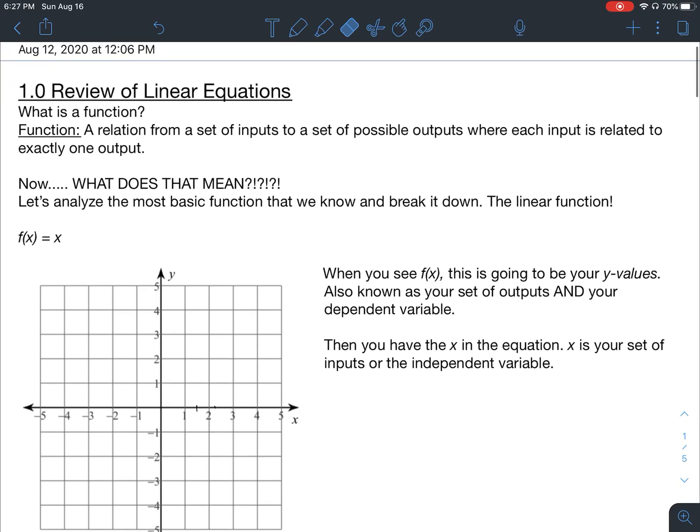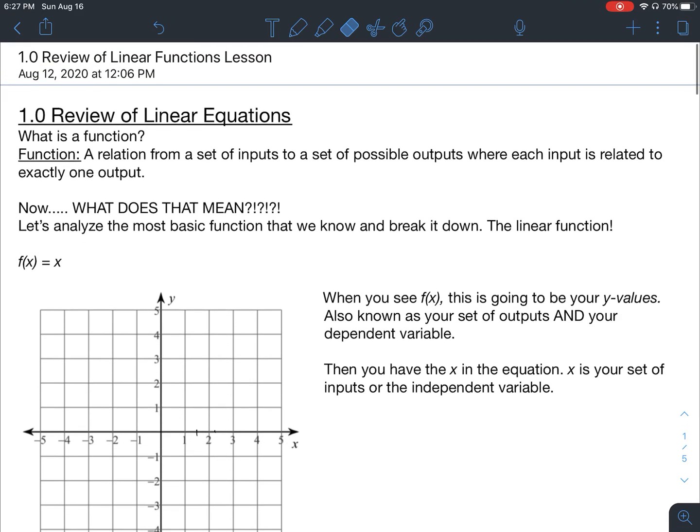Alright guys, welcome to the first video that we're going to be covering this semester, this term, this school year, and we're just going to take it easy for the first week and talk about linear equations. So you should already be familiar with most of this information, but a good review is a good review.